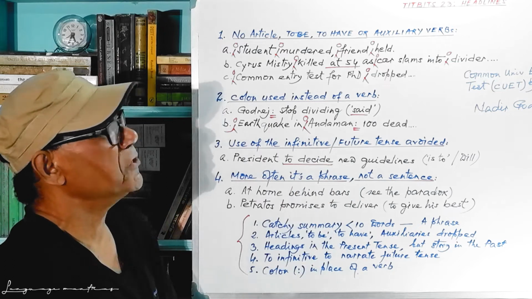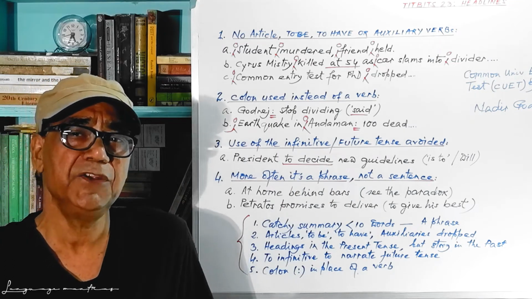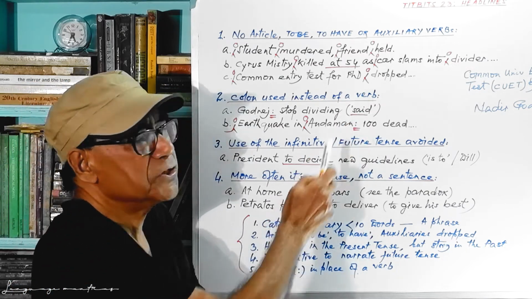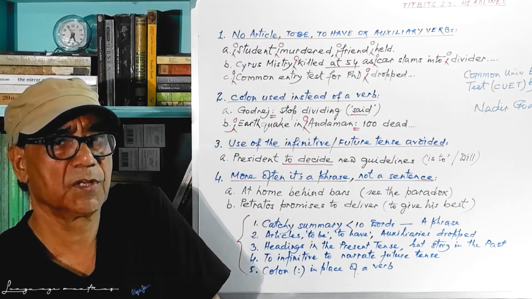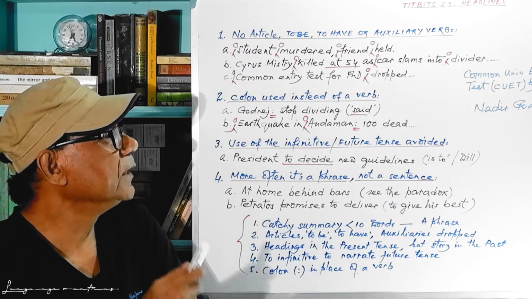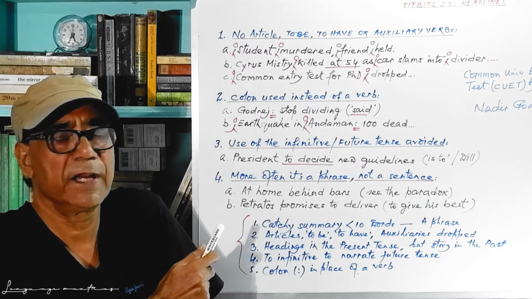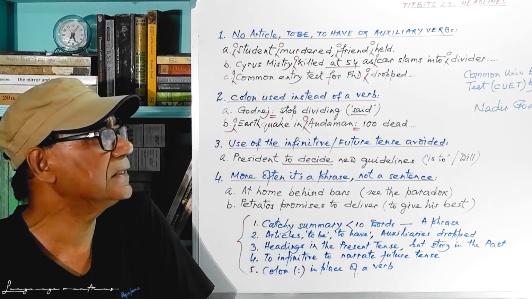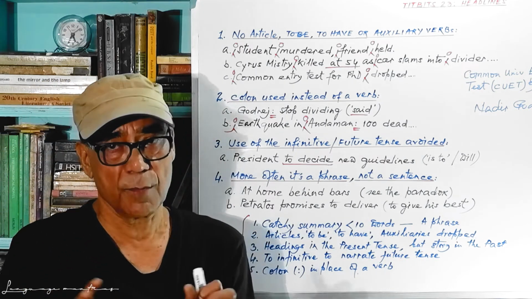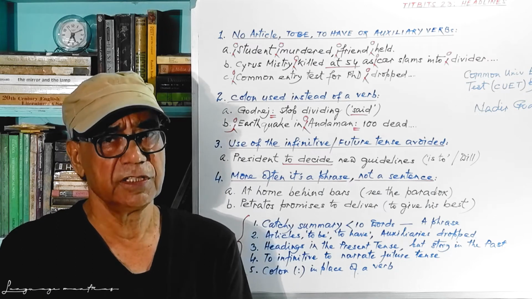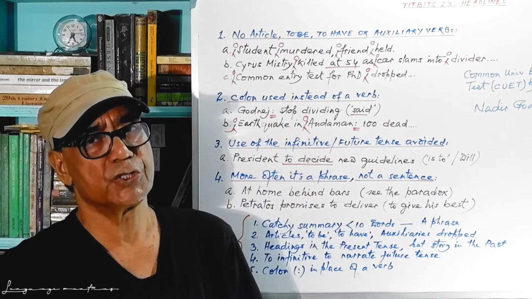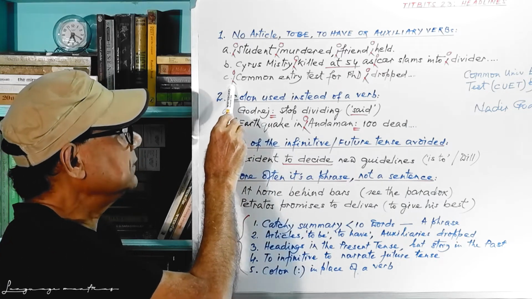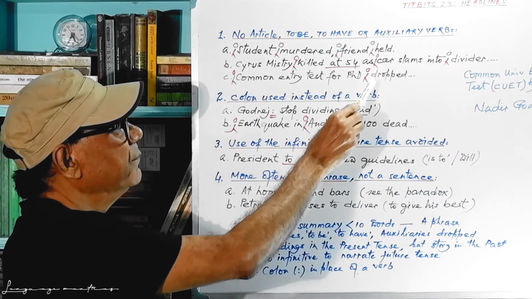Now come to the third example. Common entry test for PhD dropped. The common entry test for PhD studies is dropped. Common entry test means common university entrance test, normally known as CUET, and it is conducted by NTA, National Testing Agency, and that is dropped for some reason or other. This year, this examination is dropped. So we have missed here one article, the, and then a verb, is.